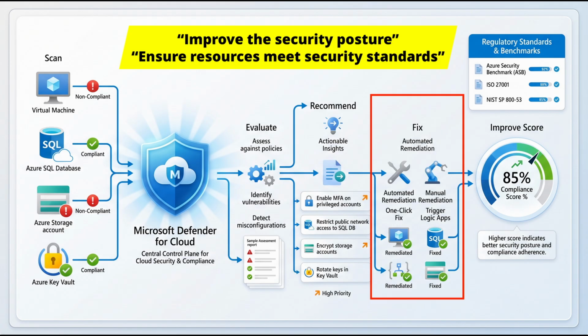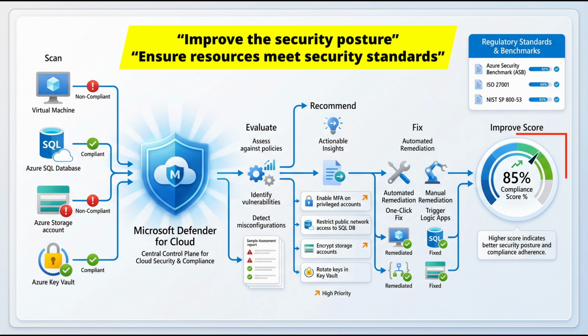For example, SQL is public, so disable the public access. Enable private endpoint. Storage not encrypted, enable encryption. And you're not fixing compliance, you're fixing real security issues. Now something satisfying happens. Your compliance score increases from 60% to 70% to 85% and so on. And the score represents how secure your environment is actually. Means higher score, better security posture.